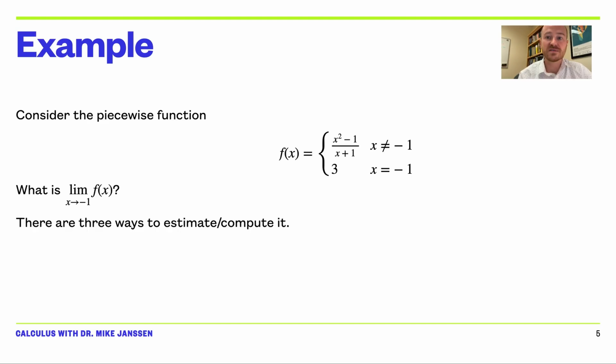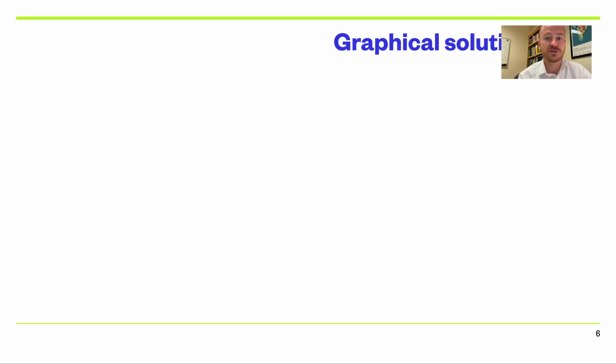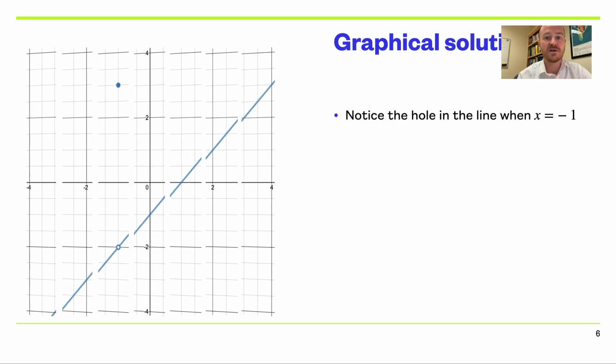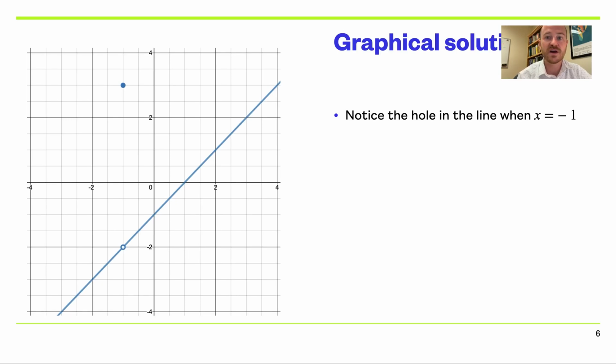And there are three ways to estimate or compute this limit. We'll look at all of them and see that they all ultimately agree with what the limit should be. So first, one might call this the graphical solution. You see on the left side of your screen a graph of the function f of x. Notice that when x is negative 1, the line has a hole in it, and the function is defined to be 3 there, and so we see that dot up at the point (-1, 3).